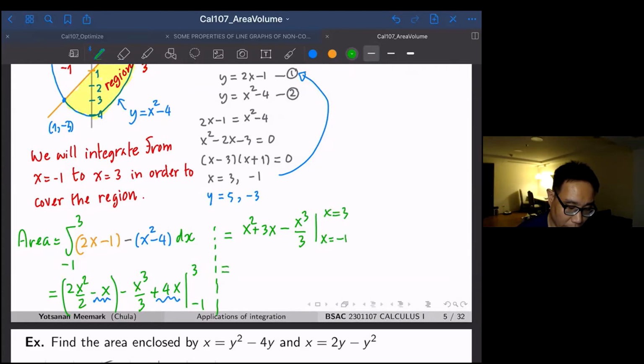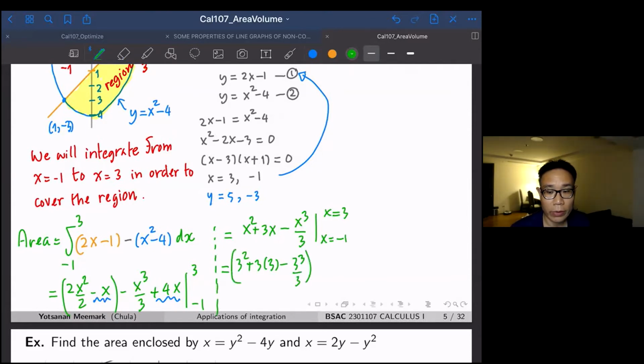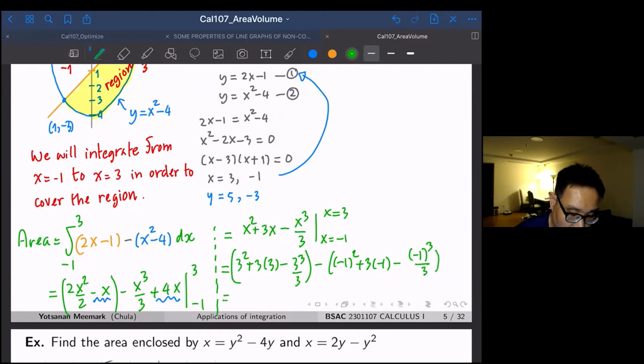And then you're just going to have 3 squared plus 3 times 3, minus 3 cubed over 3. That's the first one. The second one, you're going to get -1 squared plus 3 times -1, minus (-1) cubed over 3. And you see that these two disappear, because it's just 9 subtract 9. And you see that this one will be 27. Let me write down 27.